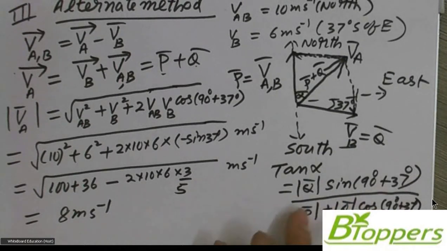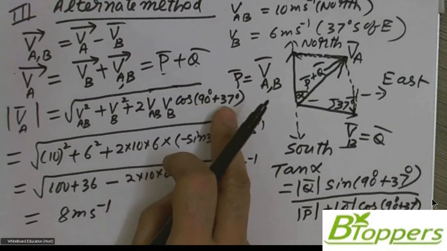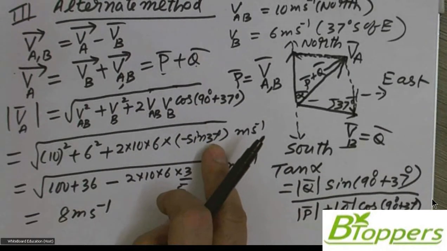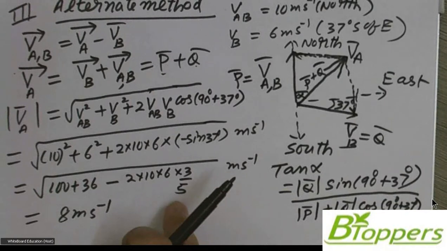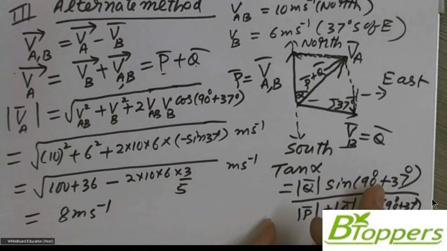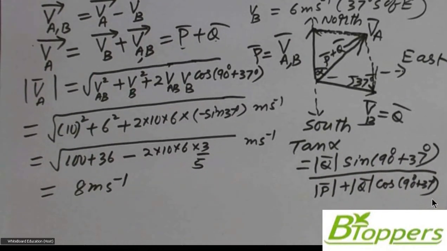Sin 90 plus 37 degrees will be the same as cos 37 degrees, that is equal to 4 by 5. As we have written, cos 90 plus 37 is minus sin 37 degrees, that is minus 3 by 5. So in the denominator, you have to substitute cos 90 plus 37 equal to minus 3 by 5. The numerator sin 90 plus 37 will be cos 37 degrees, that you can substitute as 4 by 5. And simplify this yourself.